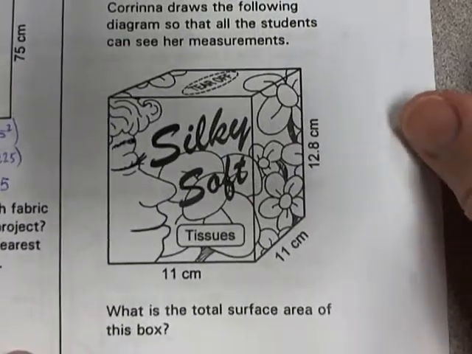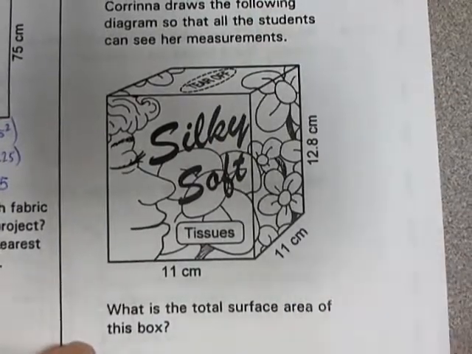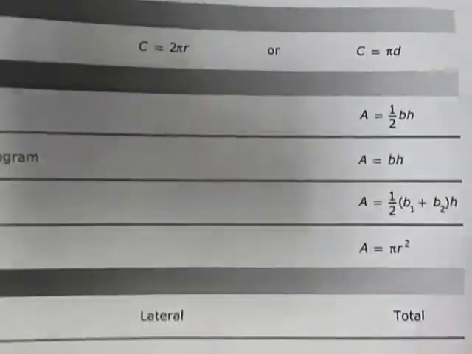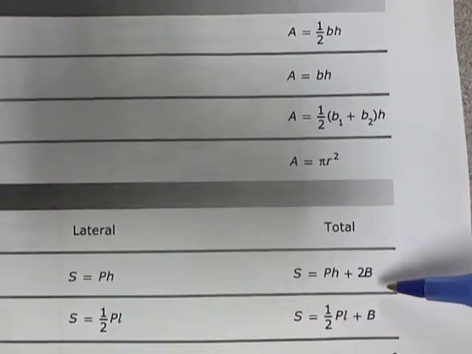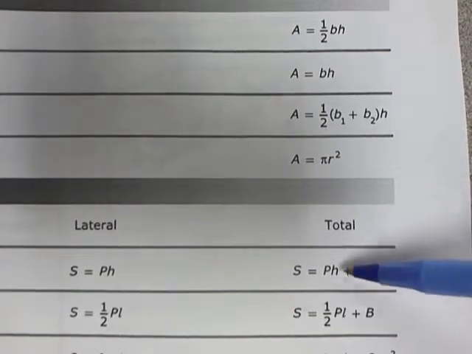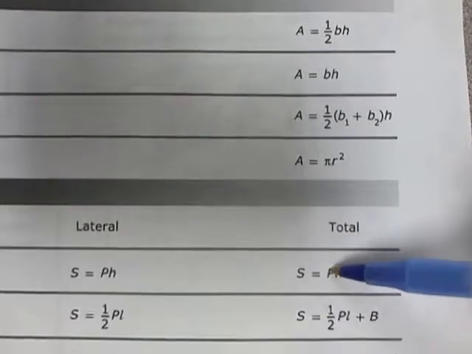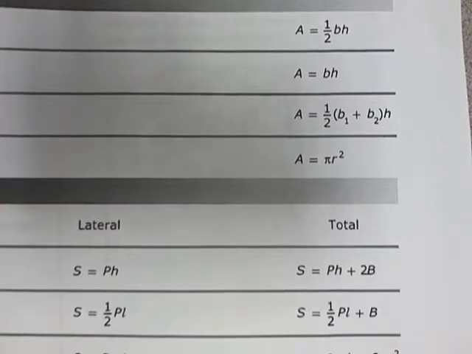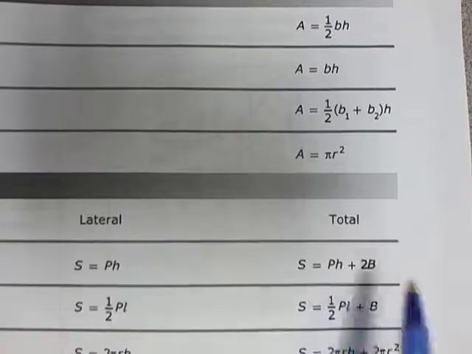Okay, so here's a picture of the box of tissues. So find the total surface area. Well, let's look at the math chart, and we know that a rectangular prism has a total surface area formula of perimeter of the base times the height plus 2 times the area of the base. So let's write down this formula on the worksheet.